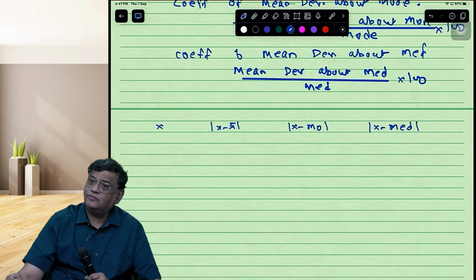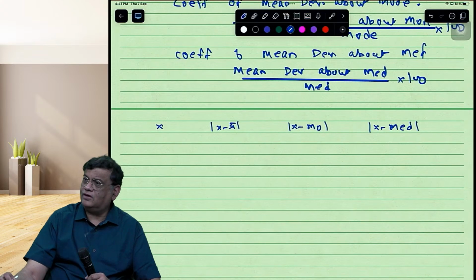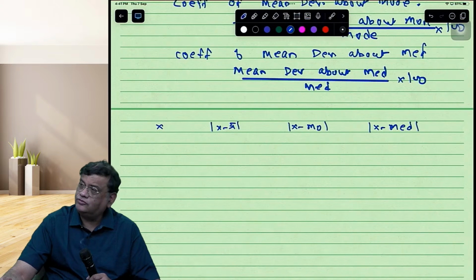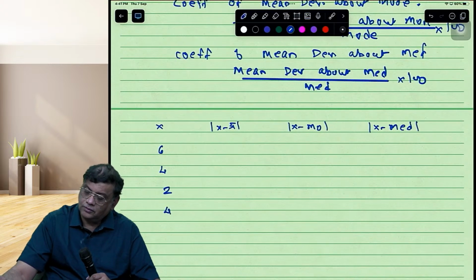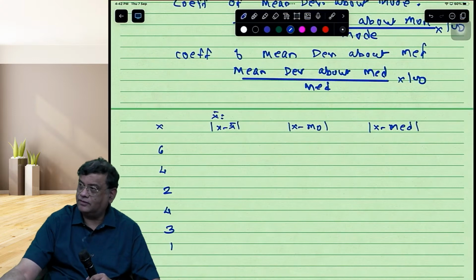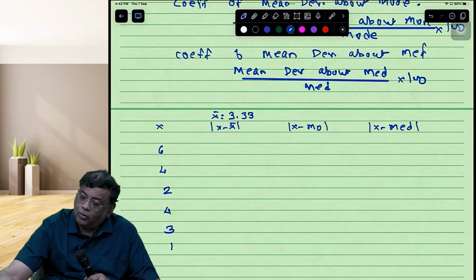Now tell me what were the x values? That was in the ascending order. In general, what values have been given? Values we write. Order को क्या ascending में वो सिर्फ median के लिए लगता है. What were those x values? 6, 4, 2, 4, 3, 1. अभी x बार हमें ऑलरेडी मिला है. क्या तो है वो x बार? 3.33. मोड भी हमें ऑलरेडी मिला है 4.